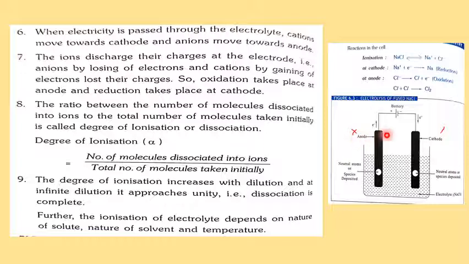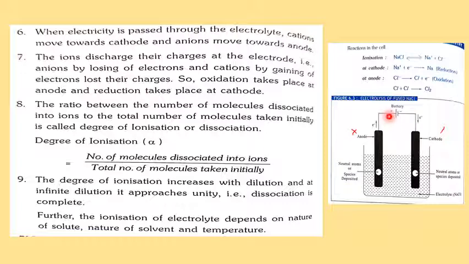When electricity is passed by the battery through the solution, positive ions move towards the cathode, negative ions move towards the anode. After that, Na+ ions gain electrons from the cathode and form Na. This Na is formed on the cathode. Similarly, Cl- ions move towards the anode. These Cl- ions lose their electrons and form Cl2. That means Cl- ions give electrons to the anode and form Cl2. This Cl2 is liberated at the anode side.